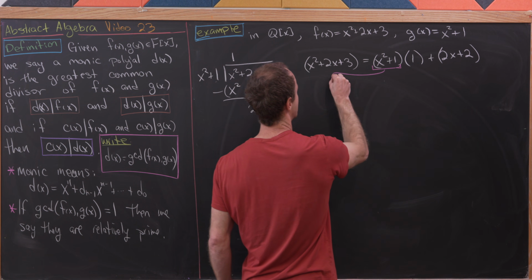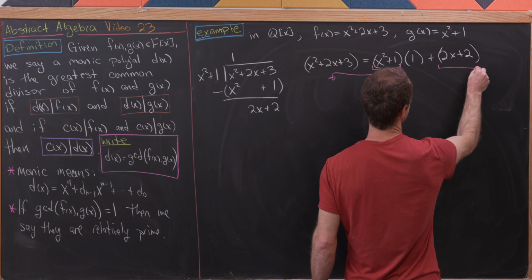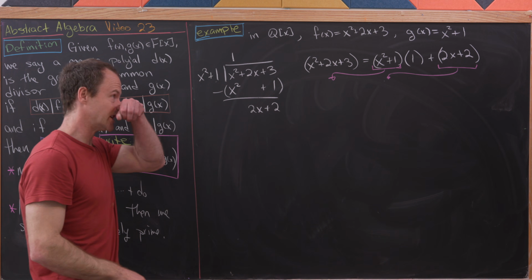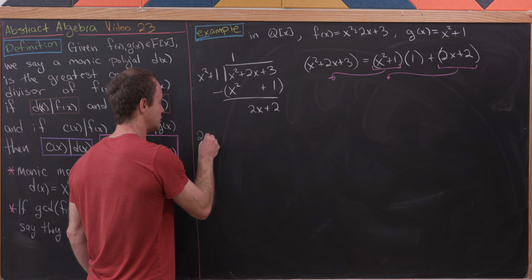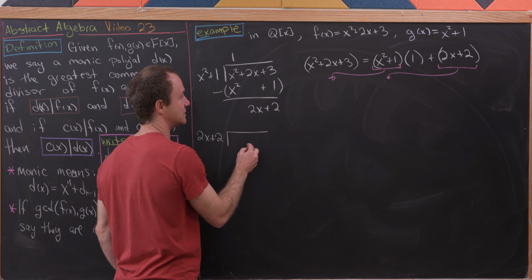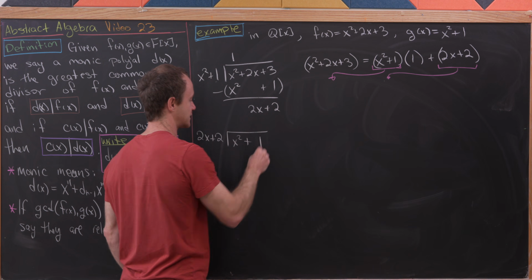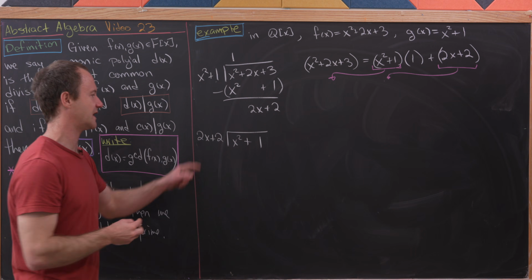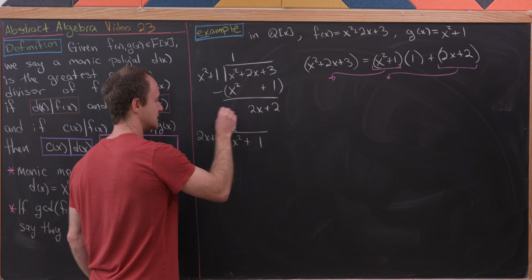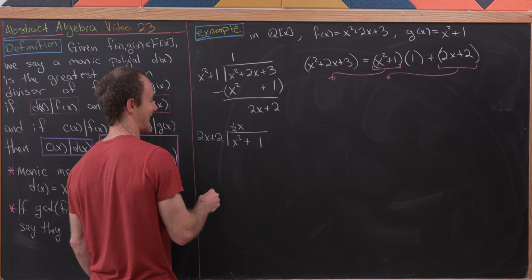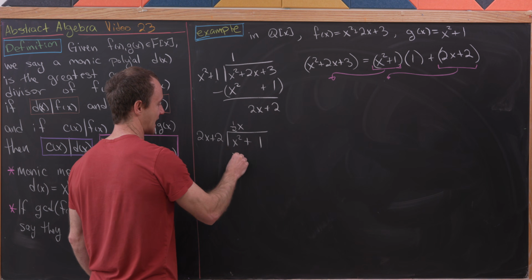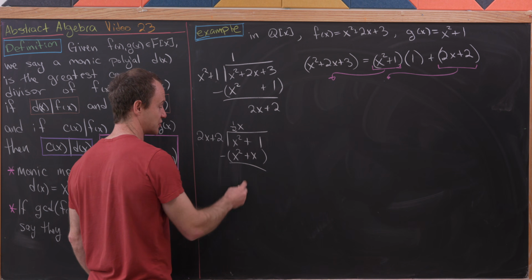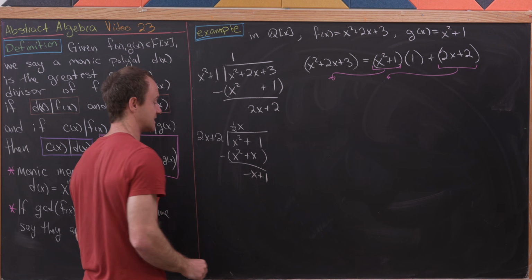Now, like we would do with the Euclidean algorithm with numbers, we'll take this, and this will play the role of being our new dividend, and we'll take this remainder, and that'll play the role of our new divisor. So that means we need to divide 2x plus 2 into x squared plus 1. In order to get an x squared here, we need to multiply by 1/2. So let's put a half there, and then also an x. That'll give us an x squared here, and then plus x. And then we need to group and subtract. That'll give us minus x plus 1.